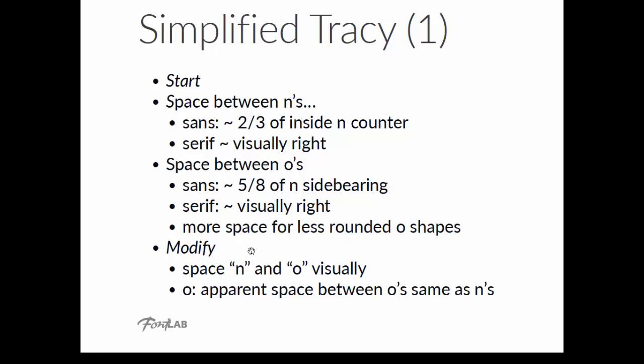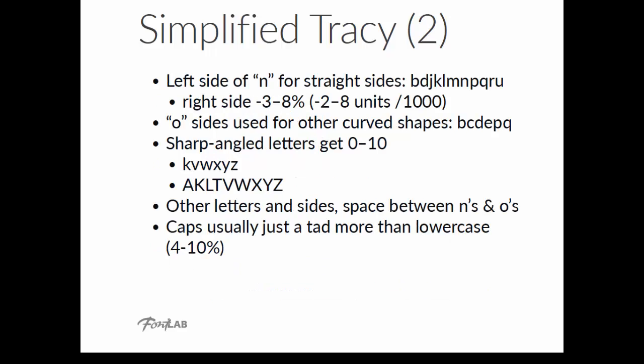And then you tweak it. And you tweak it until the apparent space between the O's seems to look pretty much the same as between the N's. And then you start reusing these things. So the left side of the N, the right side, by the way, is going to be a smidge less, like 3 to 8% less, typically, depending on the shape a bit. So that would typically be, if you've got 1,000 unit M square, that would be about 2 to 8 units, maybe.